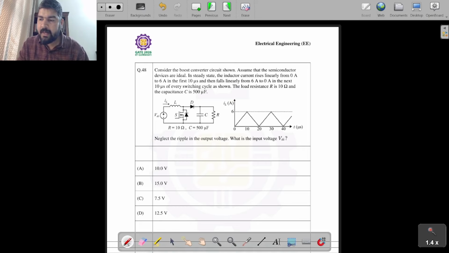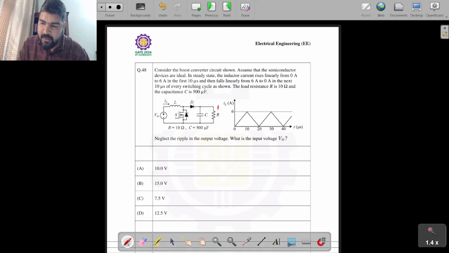In steady state, the inductor current rises linearly from 0 to 6 in the first 10 microsecond and falls linearly from 6 to 0 in the next 10 microsecond of every switching cycle as shown. The load resistance is 10 ohm and the capacitance is very large, 500 microfarad. Neglect the ripple in the output voltage. We need to find this VDC. Now we can see from this inductor current that the conduction is just continuous.